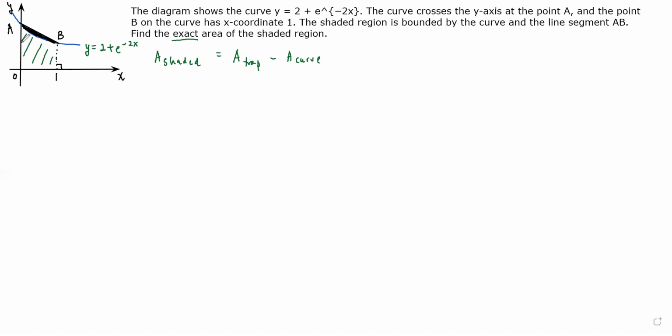Now, in order to find the area of the trapezium, we need to know the length of OA and the height of B here. So we know that this side is 1 already, the width is 1. To find the height of point A, that is just the y coordinate of point A that occurs when x is 0. So when x is 0, the height of point A is the y coordinate of this curve. We have y equals 2 plus e to the negative 2 times 0, which is e to the 0, and e to the 0 is 1. So that is 3. Then we know that A has coordinates 0 and 3, and we also know that height A here is 3.